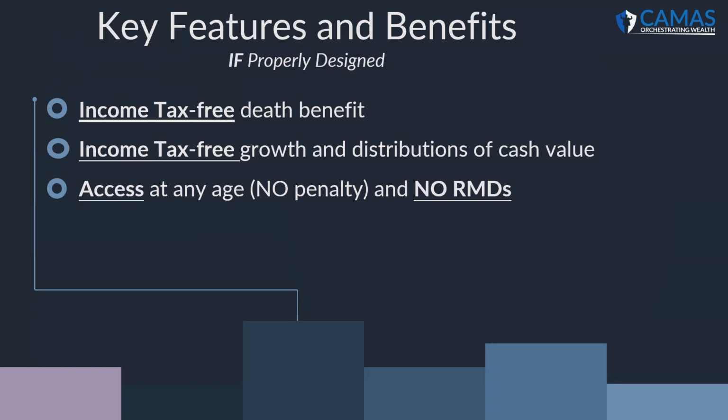Take money out, borrow it out, put it back in when you're ready to pay it back. You can start using this policy at any age. But also the flip side: if you don't need access to that cash, we don't have required minimum distributions forcing us to use money that we don't want to take out. So it becomes that very flexible planning tool throughout our client's lifetime.